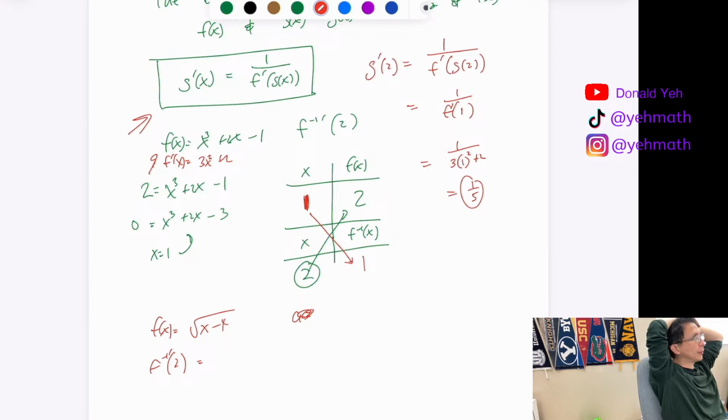Did you get an answer? Is that what you got? Sophia, is that what you get? So the question is to find the derivative of the inverse function at the specific value. Then you got it. Hurry up.